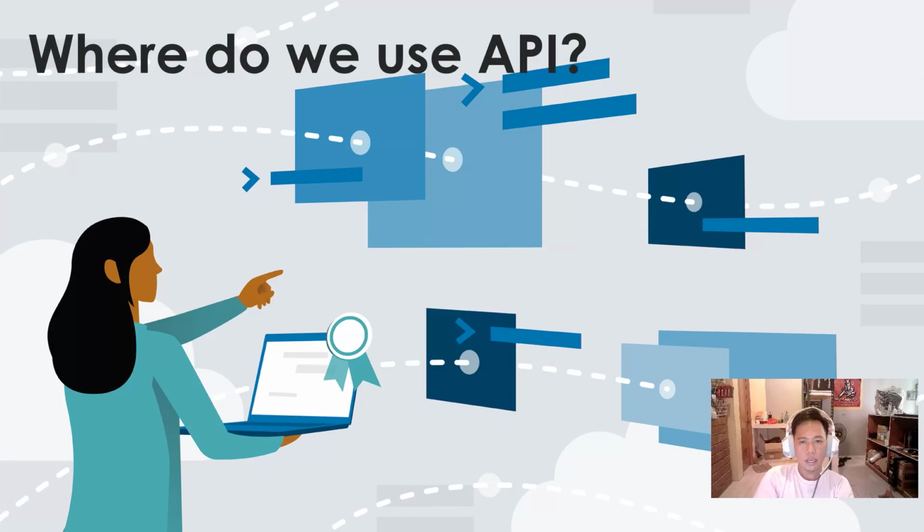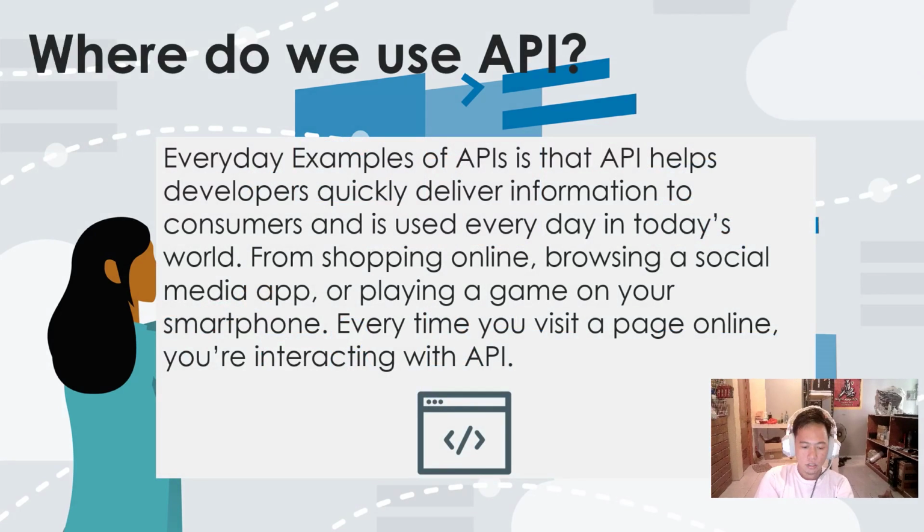Where do we use API? Everyday examples of API: API helps developers quickly deliver information to consumers and is used every day in today's world, from shopping online, browsing a social media app, or playing a game on your smartphone. Every time you visit a page online, you're interacting with an API.